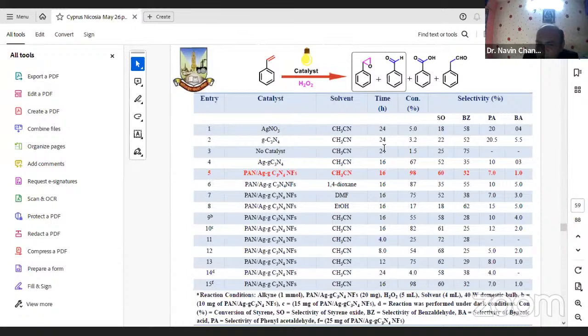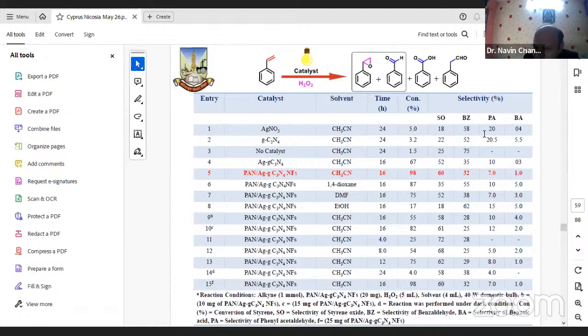Okay. So if we look into this, PAN C3N4, we have used different catalysts: silver nitrate, graphitic carbon nitride, without catalyst, silver graphitic carbon nitride, and the combination of this hybrid nanofiber. We have used CH3CN as a solvent. And if we look into the reaction time, 16 hours are required. But when we talk about the conversion, overall conversion of this product is 98%.